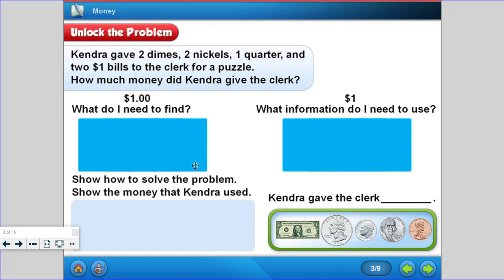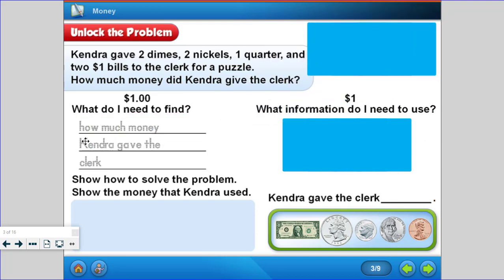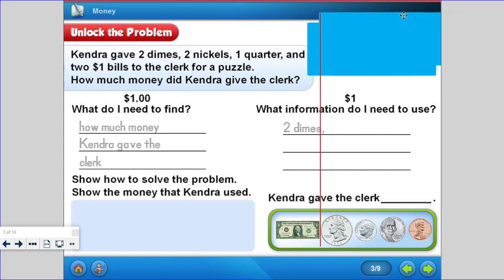So the first thing we need to do to unlock this problem is figure out what it is that we need to find. We need to find how much money Kendra gave the clerk. So go ahead and pause your video, and I want you to trace this part in your book, how much money Kendra gave the clerk, because that's what we're trying to figure out. Okay, what information do I need to use to figure that out? We need to figure out what money she gave the clerk. What coins and bills did she give the clerk? Well, we know that she gave her 2 dimes, so we're going to start by tracing where it says 2 dimes.